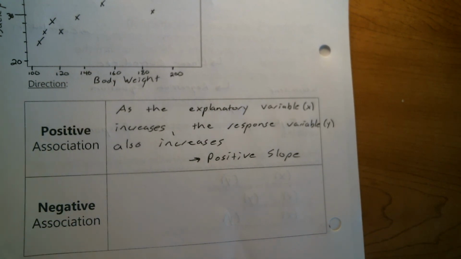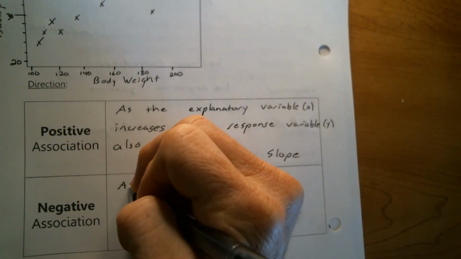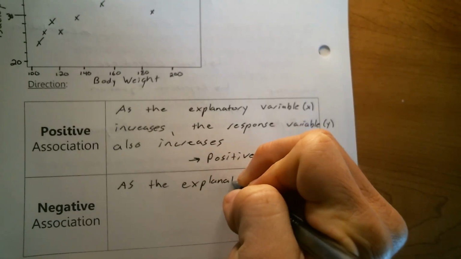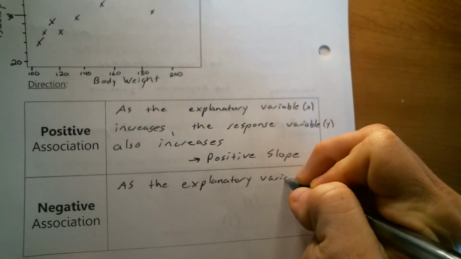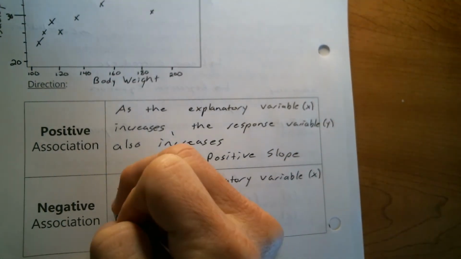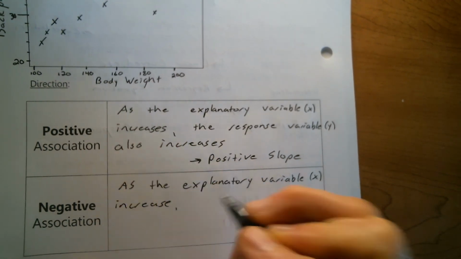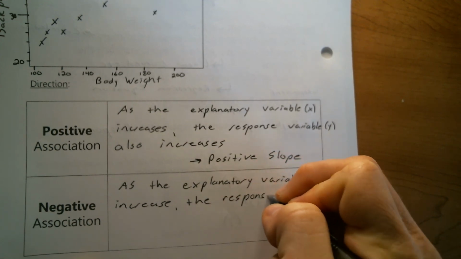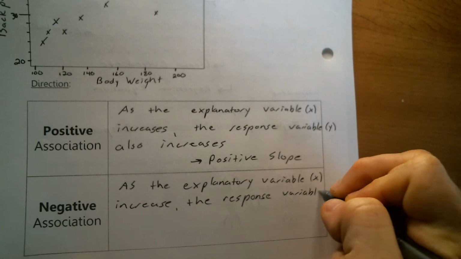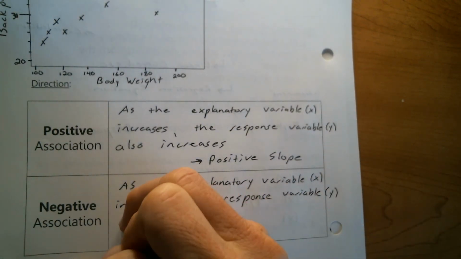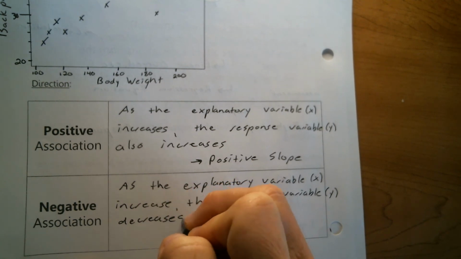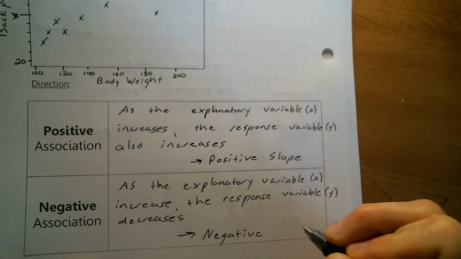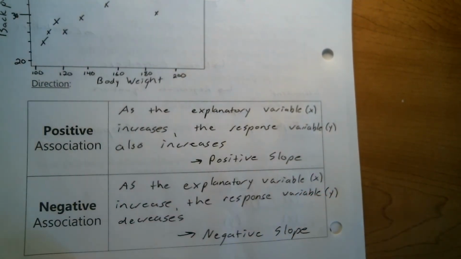And then the negative association is the reverse. So as the explanatory variable x increases, the response variable, which is your y, decreases. And again, let's not make this any more complicated than it is. If you think of it as a line, it's basically a line with a negative slope.